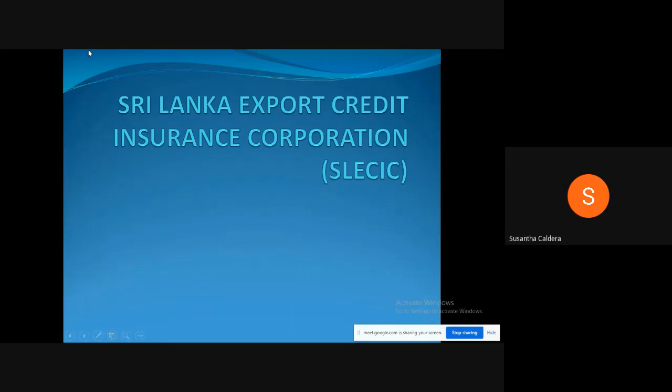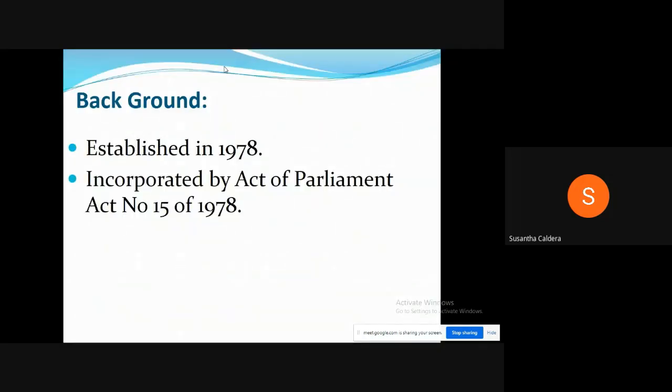Let's see. Okay, we are coming back to the Sri Lanka Export Credit Insurance Corporation. In simple terms, I will call it SLECIC. SLECIC was established in 1978, incorporated by Act of Parliament, Act number 15 of 1978.